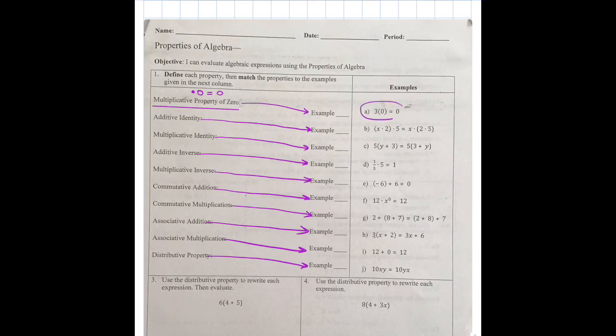Yes, I found it right away. It is A. 3 times 0 gives me 0.